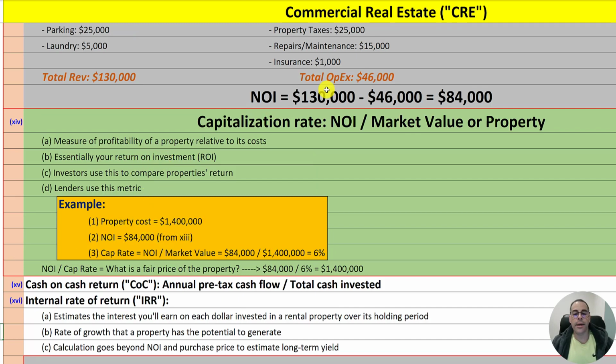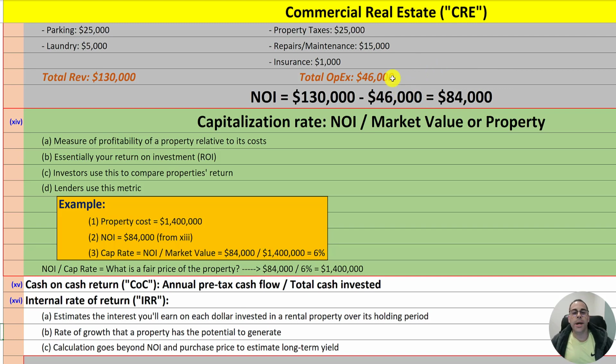Remember, $130,000 of revenue from rent, parking, and laundry minus our expenses, $84K. So our cap rate is our NOI over market value, or $84K over $1.4 million, a 6% cap rate. Another way to think about it, NOI over cap rate equals the fair price of the property. If you were looking at commercial real estate properties and the broker said you should be able to generate about $84,000 of NOI or $84,000 of profit from this property.